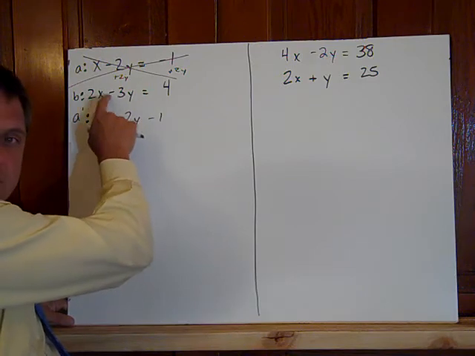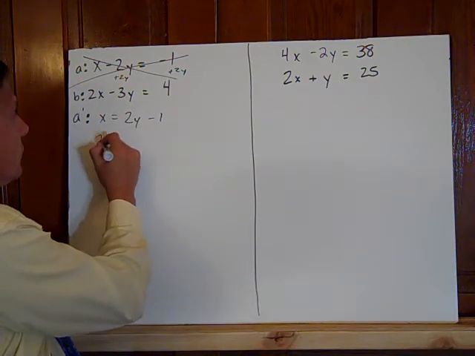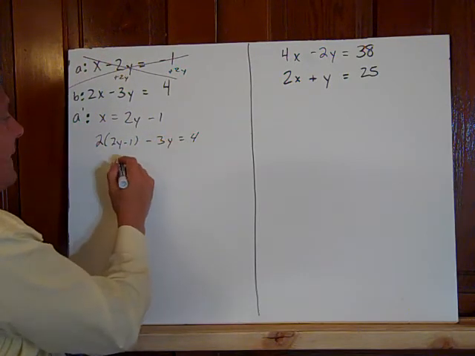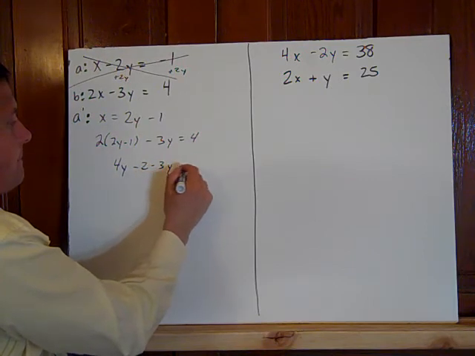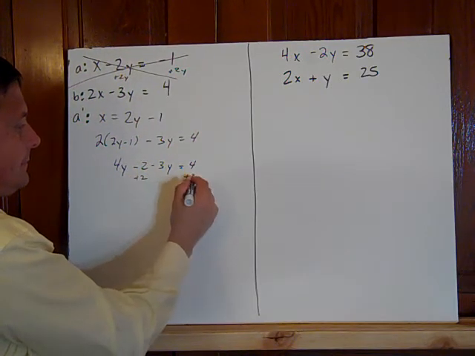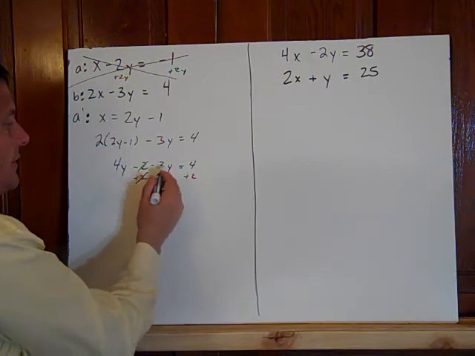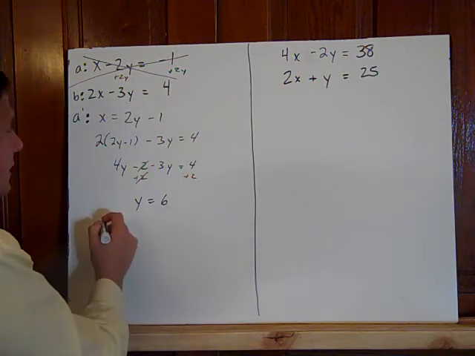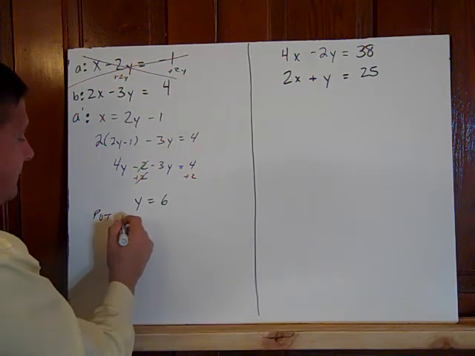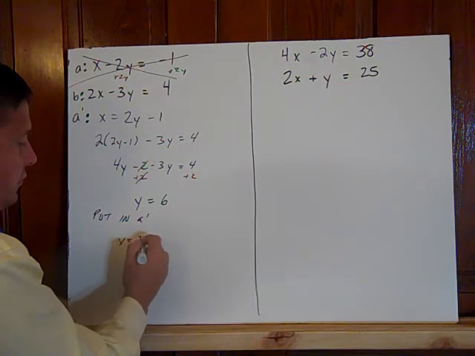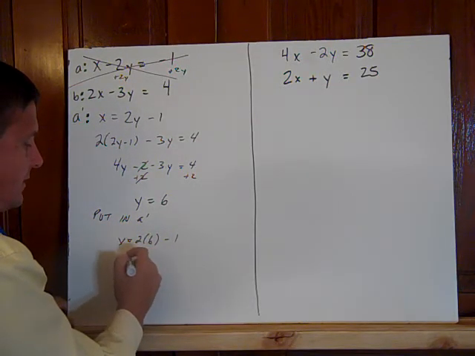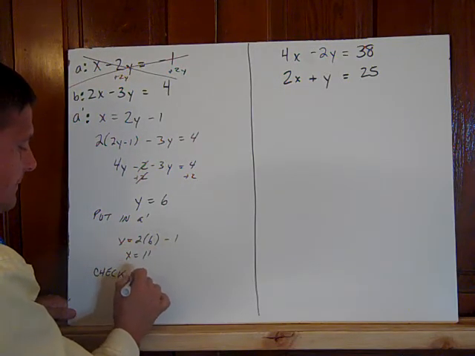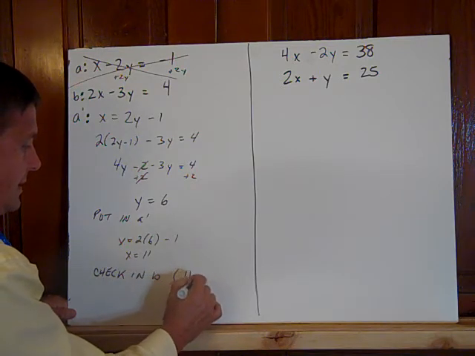Now I can put this into B. So 2 times 2y minus 1, because it was x. Alright, this cancels. 4y minus 3y is 1y, which I'll write as y. 4 plus 2 is 6. Y is 6. I'll put it into A prime. I'll get x equals 2 times 6 minus 1. 12 minus 1 is 11. I will check in B. And the point I have is 11, 6.